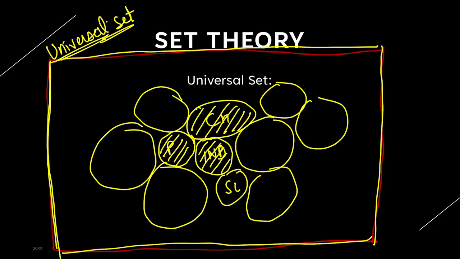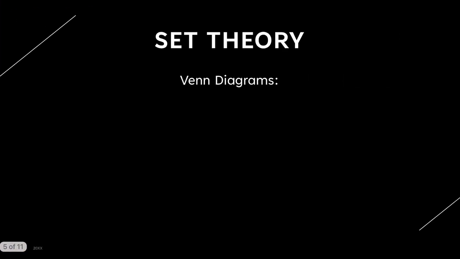China is just a small part of it. USA is a part of it. I hope this is clear. Now, understanding what a Venn diagram is.